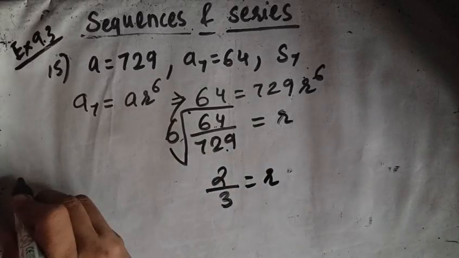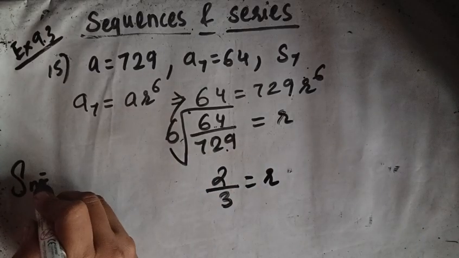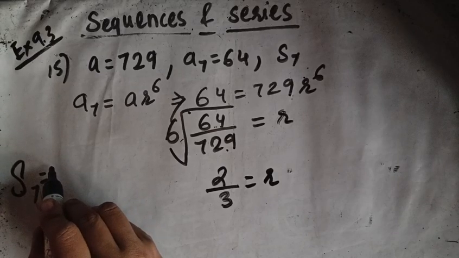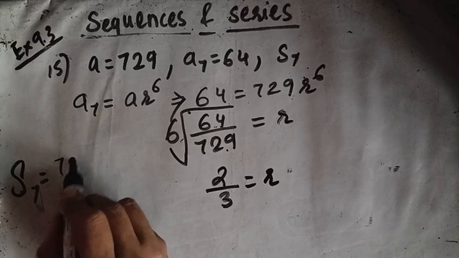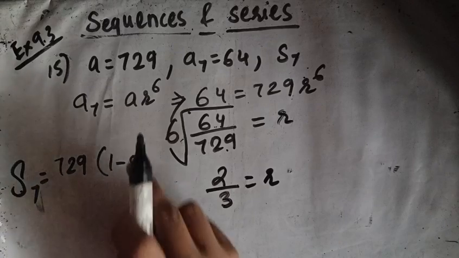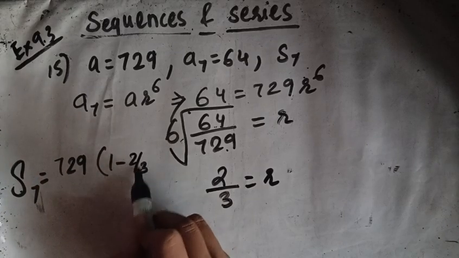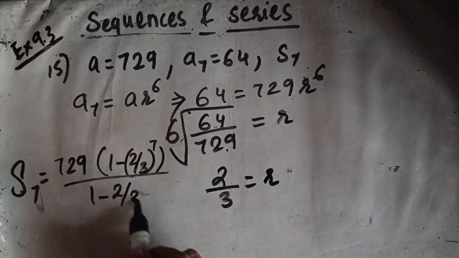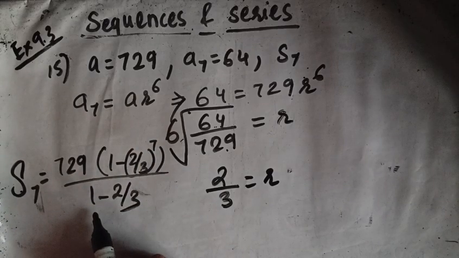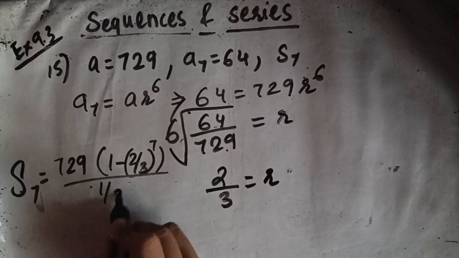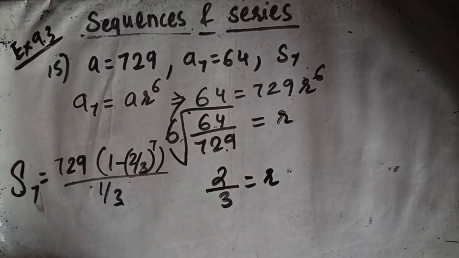Okay. Then you have to find S7. a is 729. r is 2 by 3 to the power 7. 1 minus 2 by 3. 1 minus 2 by 3 is 1 by 3. So you can multiply this by 3.